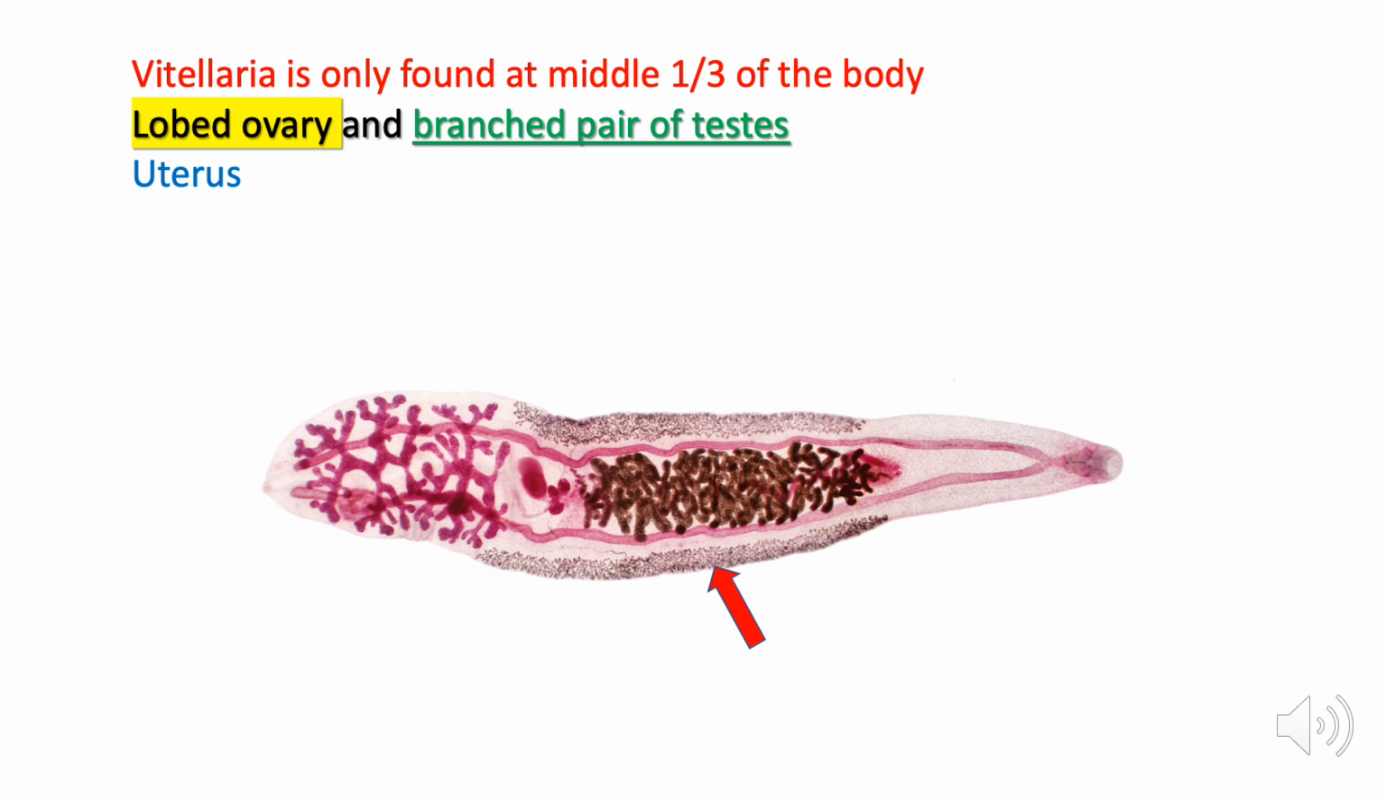Though, this characteristic is also true to Opisthorchis adult worm. So later on, I will teach you how to identify Clonorchis and Opisthorchis adult worms given that they both have vitellaria only in their middle 1/3 of the body. Next, this is its single ovary, and it's very obvious it's lobulated. Then this is the brown colored uterus. And then I want you to take a look at the paired testes. They are branched or dendritic.